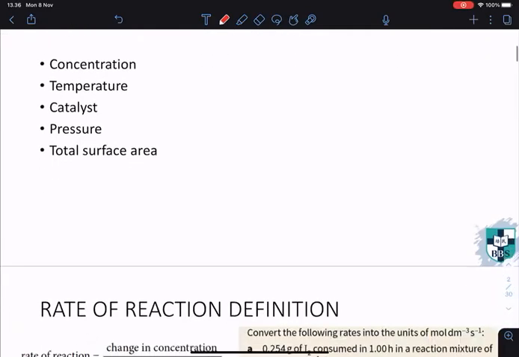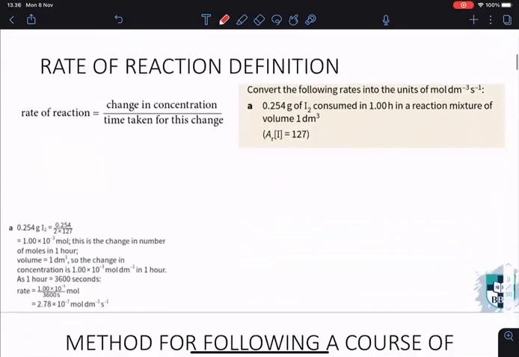But for A2, we will begin with the rate of reaction definition. Now, what is rate of reaction? According to the syllabus and your textbook, rate of reaction is the change in concentration divided by time taken for this change. Do remember, rate of reaction can also be measured in other forms like volume, electrical conductivity, and so on. But since the one defined in your syllabus and textbook is this, we will focus only on this.